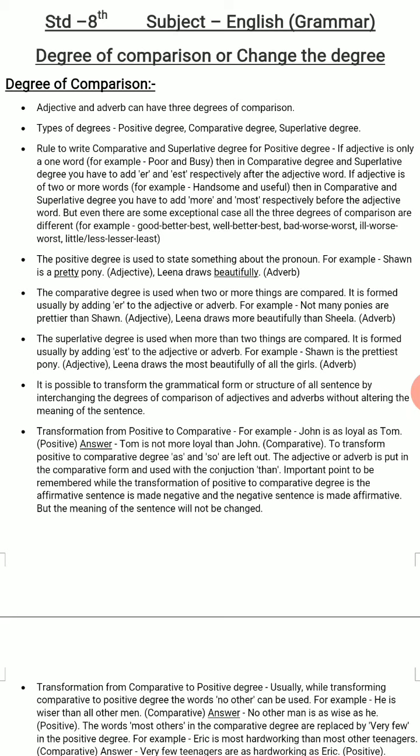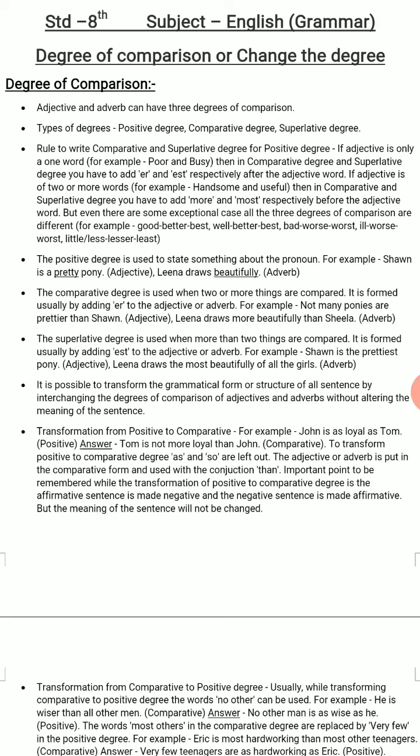See students, the sequence of these 3 degrees should be kept in mind. Suppose a question asks you to transform the superlative degree into the other remaining 2 degrees, then many students make a mistake: in the answer they write the comparative degree first and then the positive degree. It is not incorrect, but it will create a bad impression in front of the examiner. So, you should follow the sequence of the degrees given here.